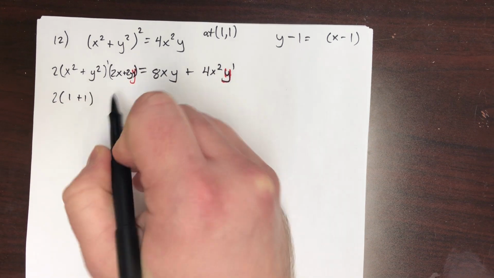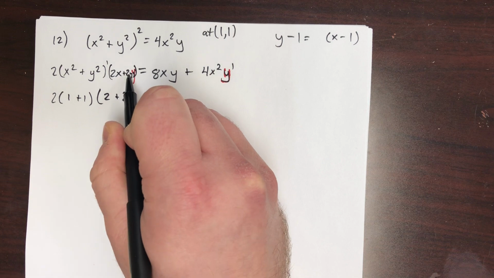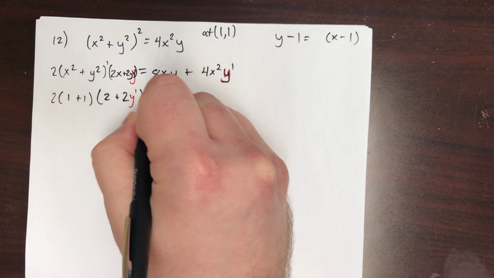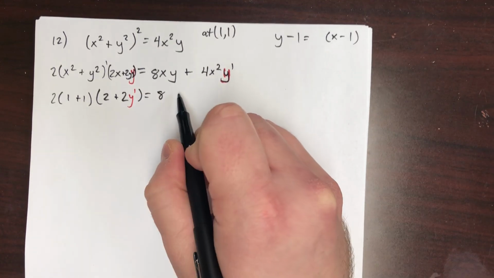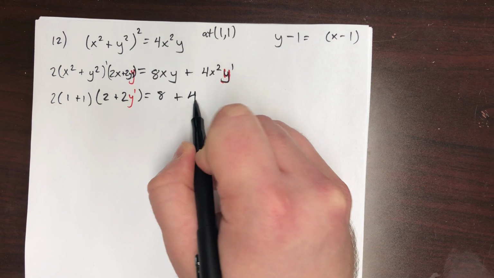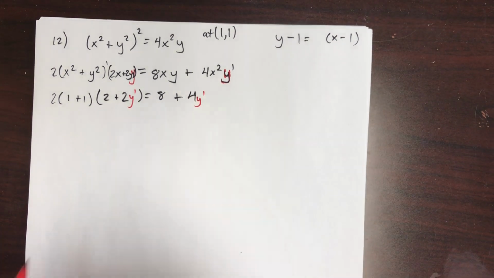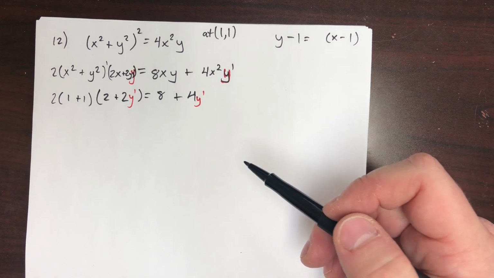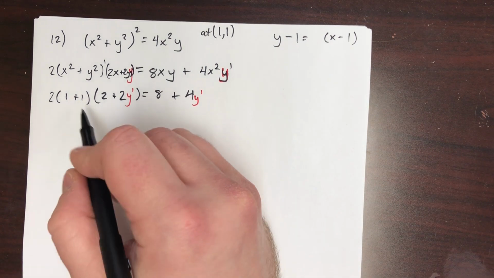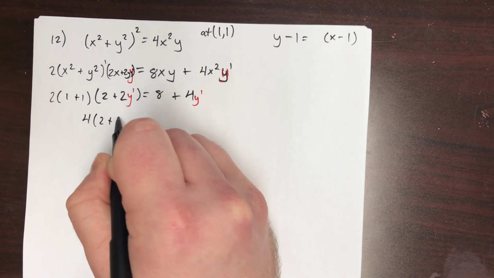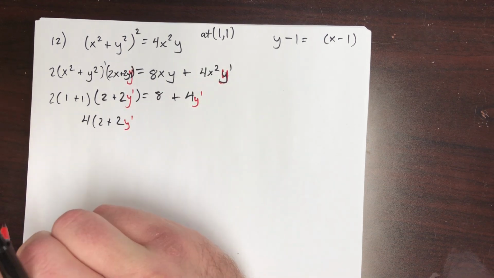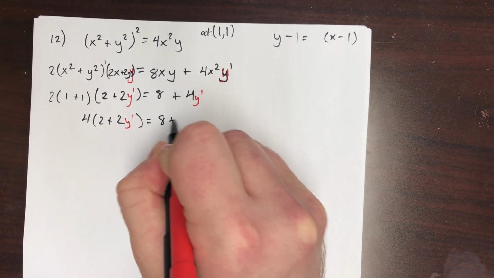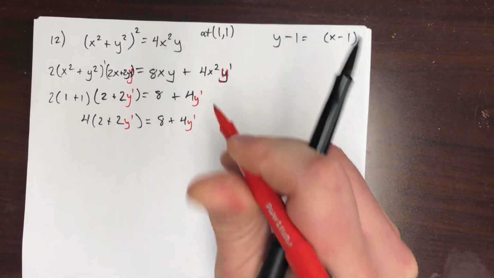1 squared plus 1 squared, 2 times 1 plus 2 times 1 times y prime. I'll keep using red for y prime. 8 times 1 times 1, 4 times 1 times y prime. Already it's looking a little bit better. This is a slow version of this; I'm sure a bunch of you can do this quicker. So this is 2 times 2, this is 4 times 2 plus 2y prime is equal to 8 plus 4y prime.